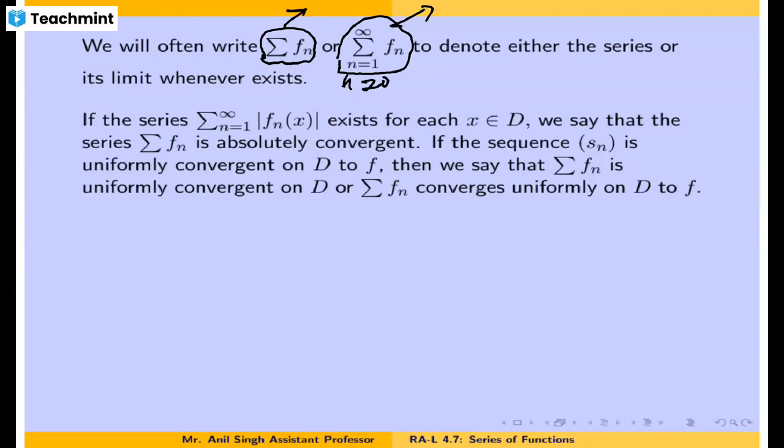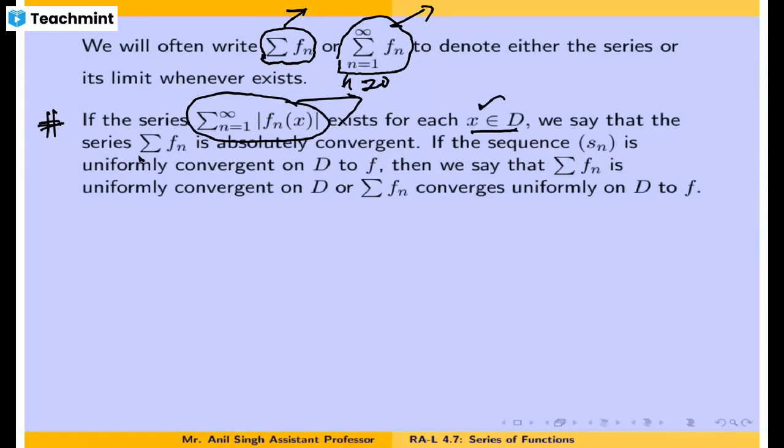And we have another thing to remember. If the series summation n from 1 to infinity of mod of fn(x), we are taking the mod of the functions, if this series exists for each x in D, meaning this number is finite, meaning it is convergent, we say that the series summation fn is absolutely convergent. This is for each x, meaning this is pointwise. We are talking about pointwise convergence.